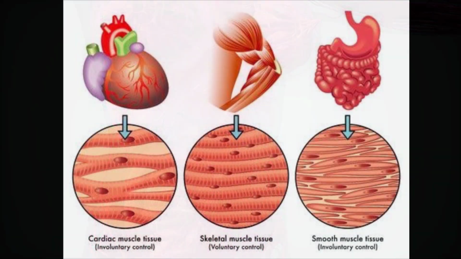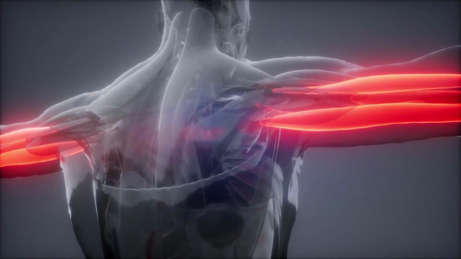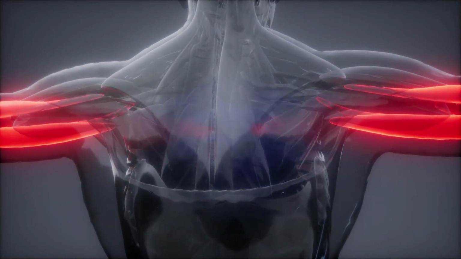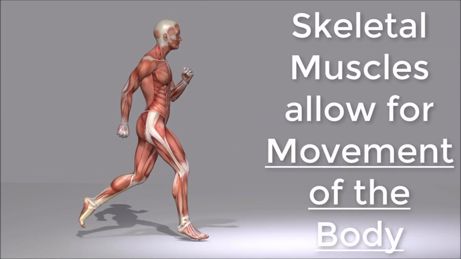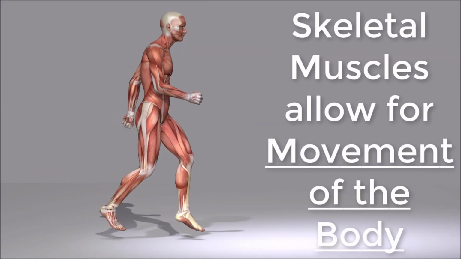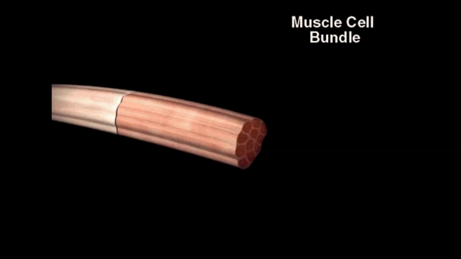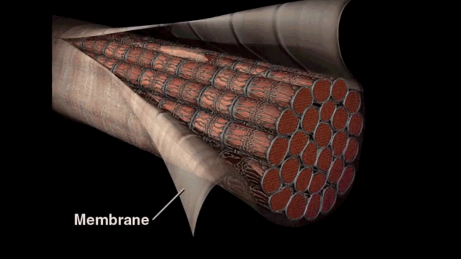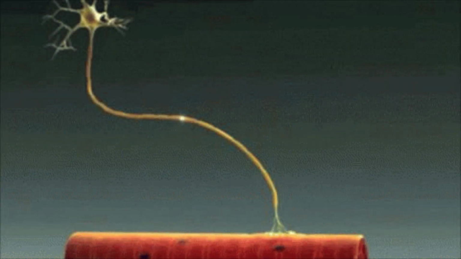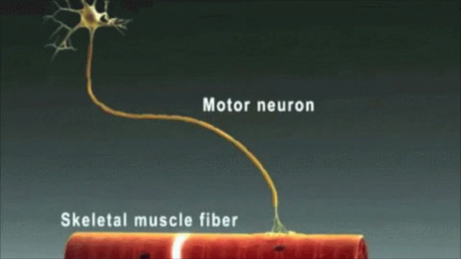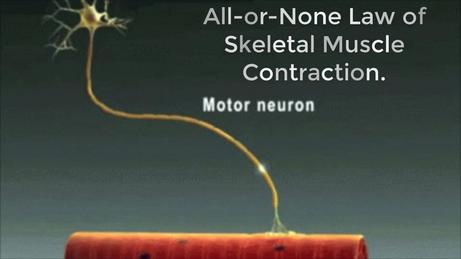Skeletal muscles are the muscles that are used for movement. They are called voluntary muscles because their contractions are consciously controlled. Skeletal muscles are attached to bones by bands of tissue called tendons and work in opposing pairs to move the bones of the skeleton. Skeletal muscle tissue is made up of individual cylindrical muscle cells called muscle fibers. When exposed to stimuli from the nervous system, each individual muscle fiber will contract either completely or not at all. This is known as the all or none law of skeletal muscle contraction.